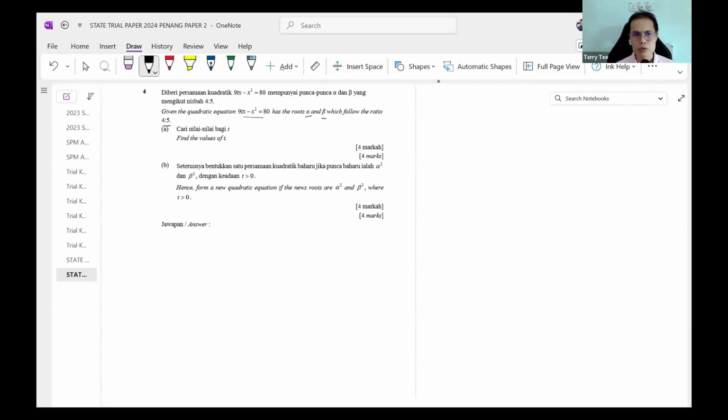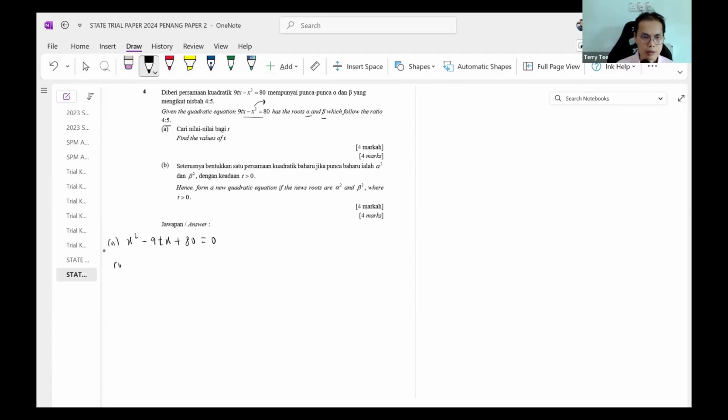Okay, so number 1, before you use this SOR POR, we need to rearrange the equation in general form. General form means ax squared plus bx plus c. So I'm going to bring the x squared to the right-hand side. We have x squared minus 9tx plus 80 equals 0. Now, they gave us the roots.